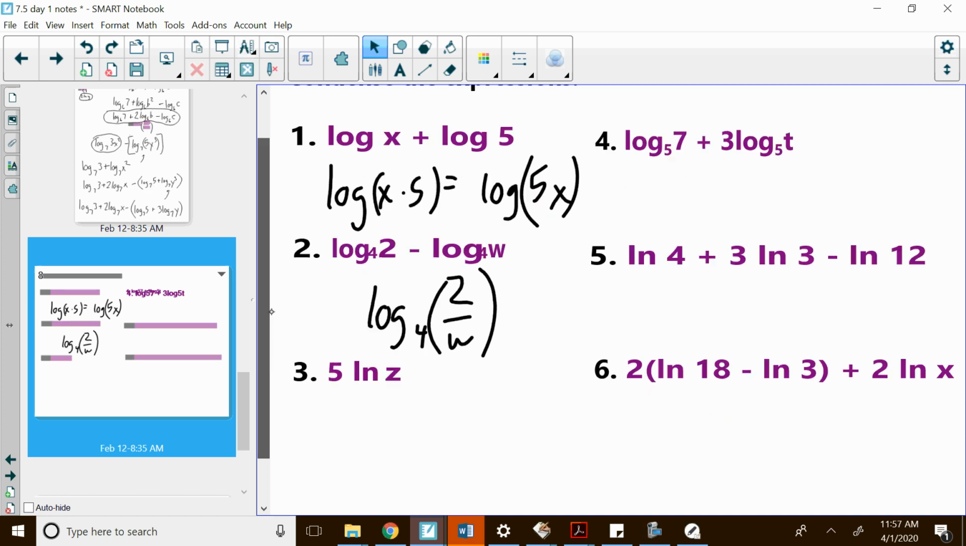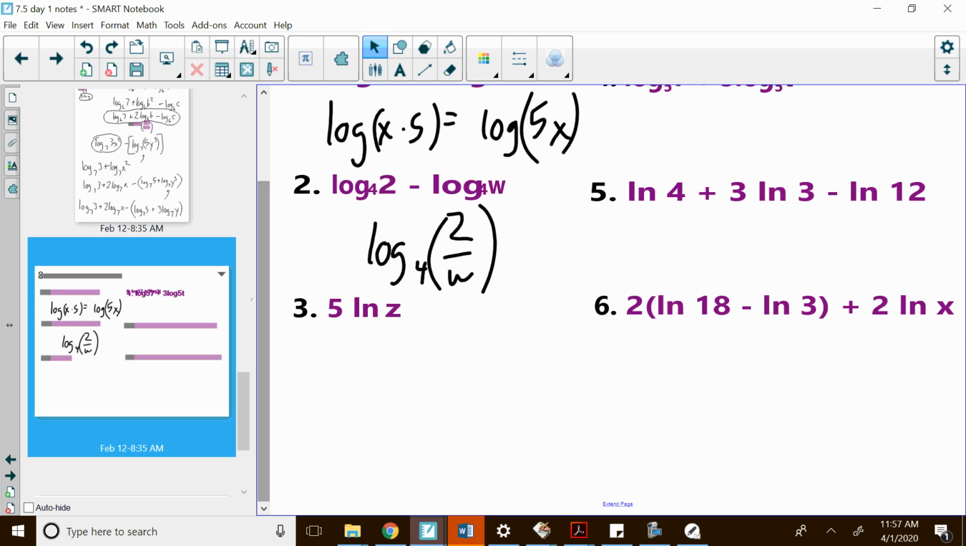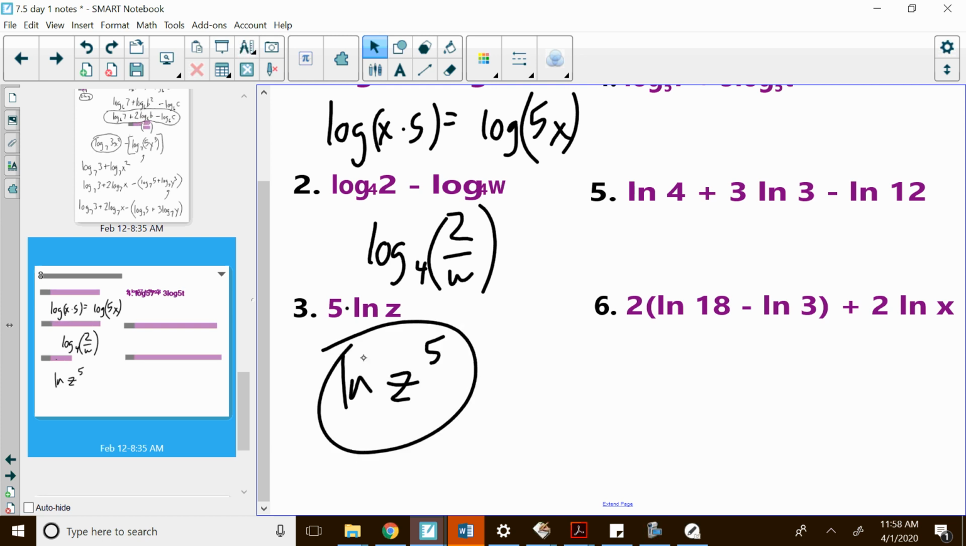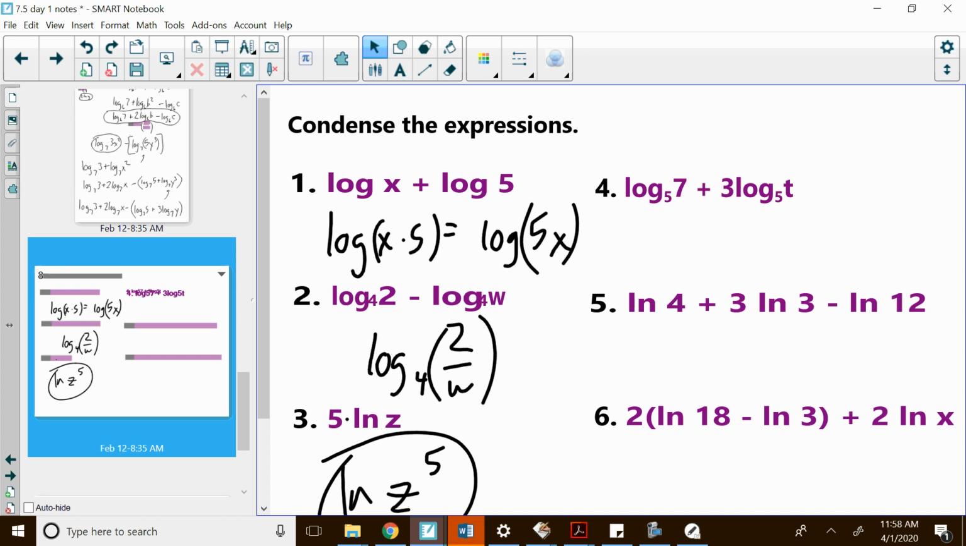All right, number 3. This is expanded out 5 times the natural log of z. This is a product, or I'm sorry, a power property condensing that we're about to do. It's the natural log of z to the 5th. Okay, condensed.